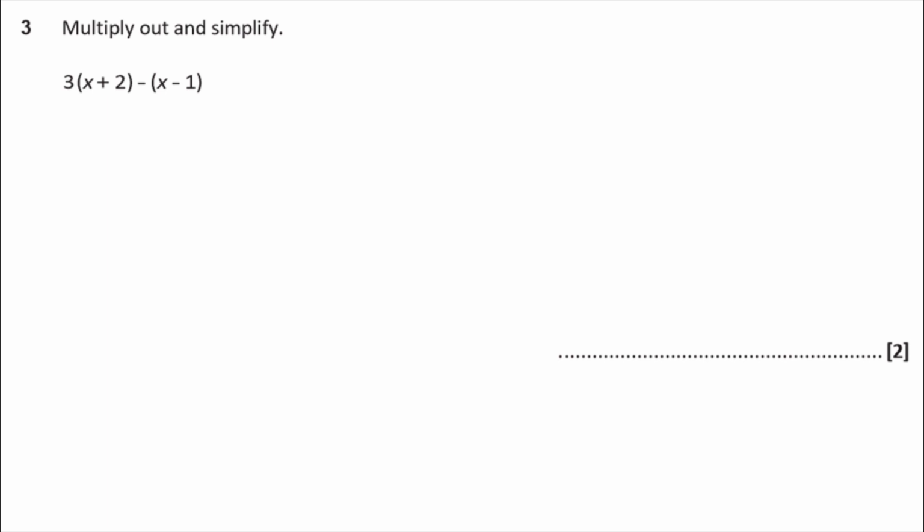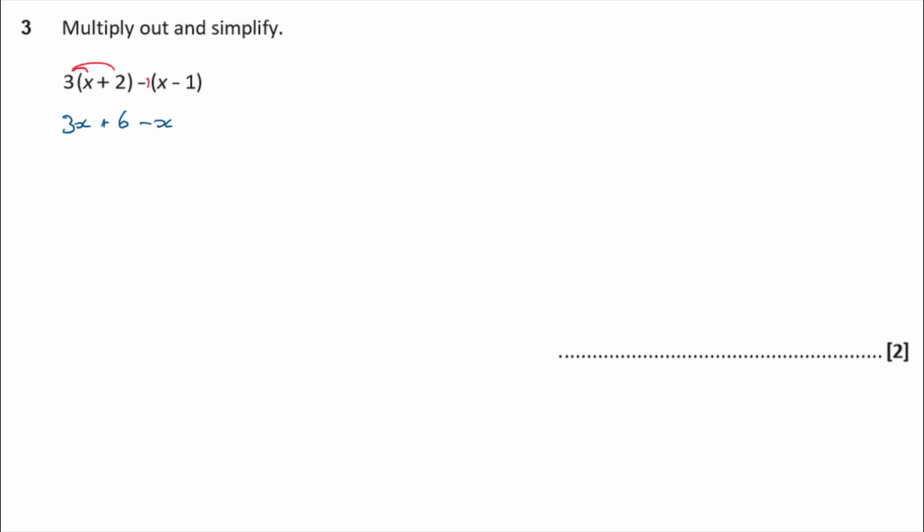Okay. Well, the first bracket is fairly straightforward, isn't it? I just need to multiply everything in it by 3. So 3 times x, that's 3x, plus 3 times 2, that's 6. Now take care with the second bracket, because actually you've got like an invisible minus 1 in front of there. You have to actually times everything in the bracket by minus 1. So you've got minus 1 lots of x, which gives you minus x.